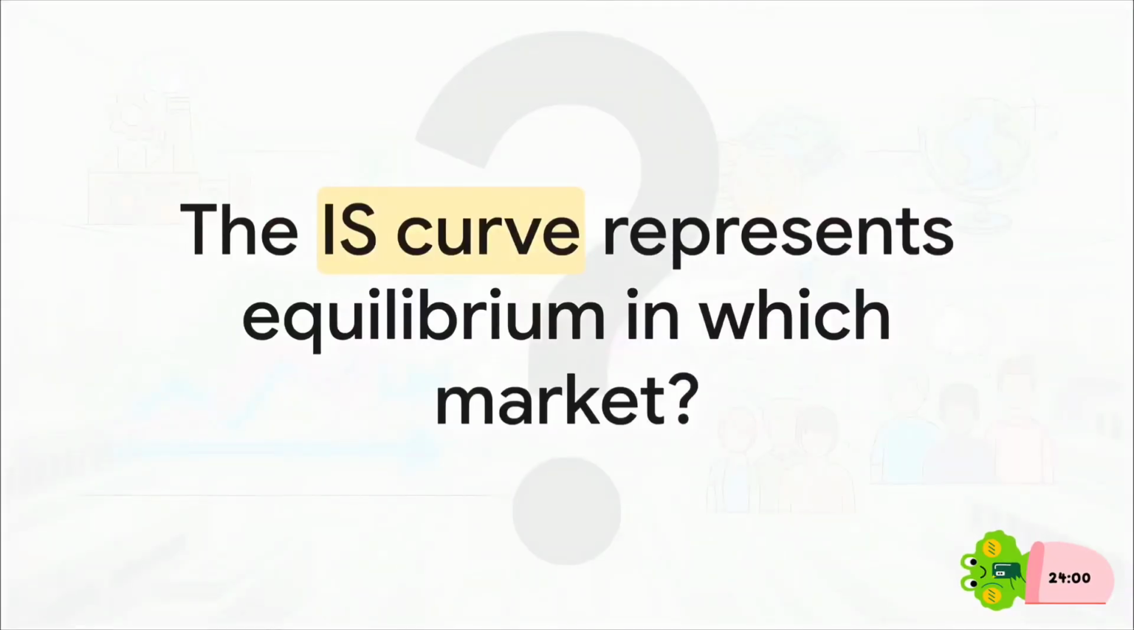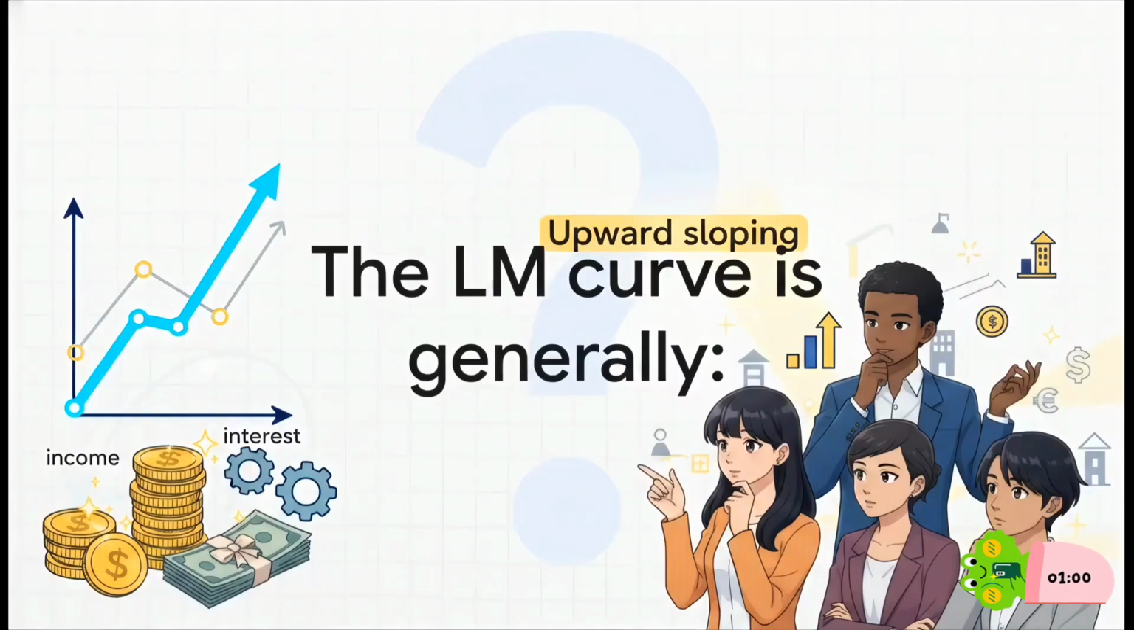Question 1. The IS curve represents equilibrium in which market? Is it A, money market, B, labor market, C, goods market, or D, foreign market? Think about it for a second. And the answer is C, the goods market. Remember that very first exam trick we talked about? Let's move to question 2.